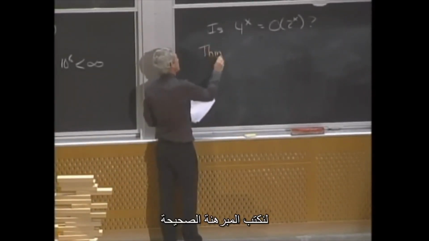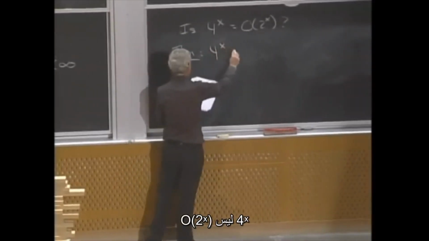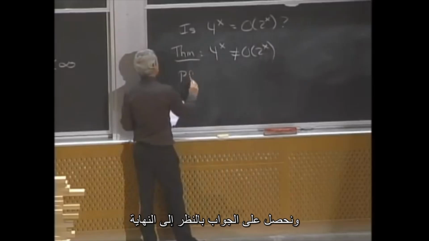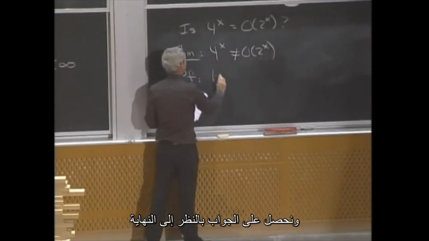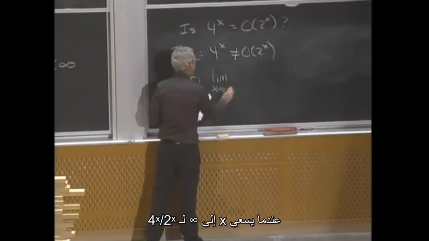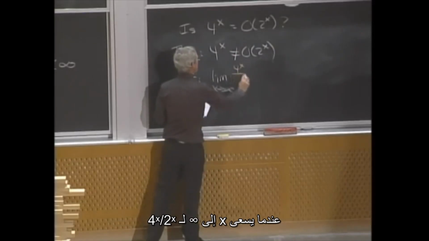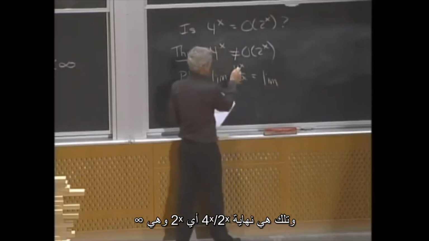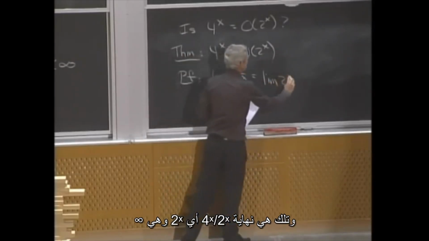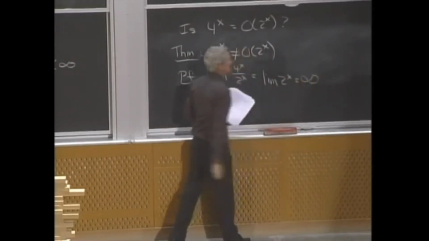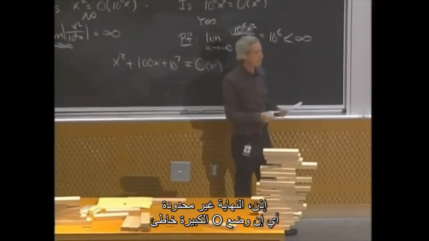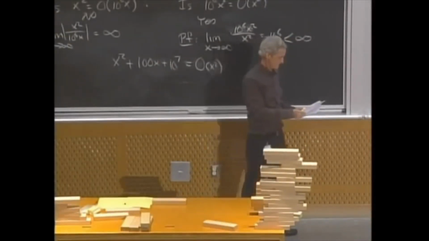So we'll state the correct theorem. 4 to the x is not O of 2 to the x. The proof is obtained by looking at the limit as x goes to infinity of 4 to the x over 2 to the x. 4 to the x over 2 to the x is 2 to the x. That's infinity. So the limit is not bounded, and it is not big O.